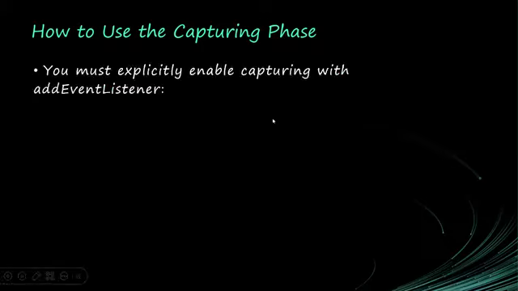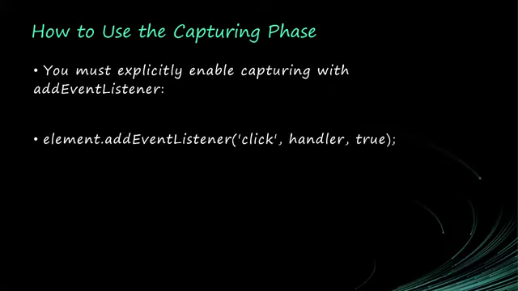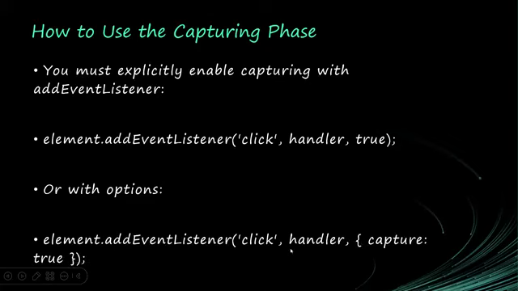First of all, in your event listener, you have to activate the capturing phase. You can do it by saying addEventListener, the name of the event, then the handler, which is the function, and then you just say true. Or you can use the full option object and say capture is equal to true.